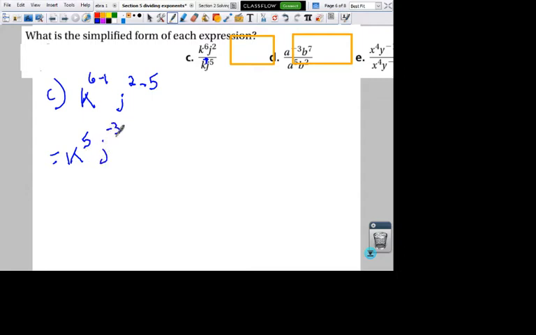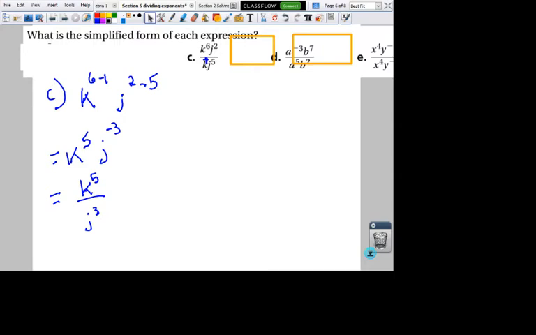but I'm not done yet because I don't even know that, because I have j to the negative 3, which means from here the negative is going to go down to the bottom. K to the 5 is going to stay on top because it does not have a negative. But my j is going to go down to the bottom.